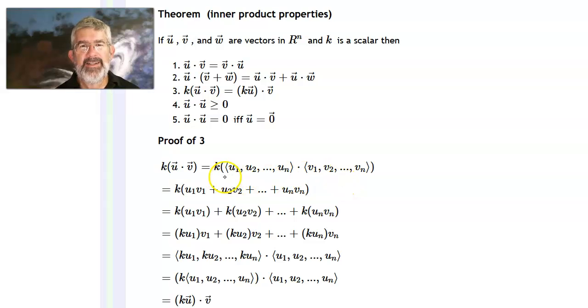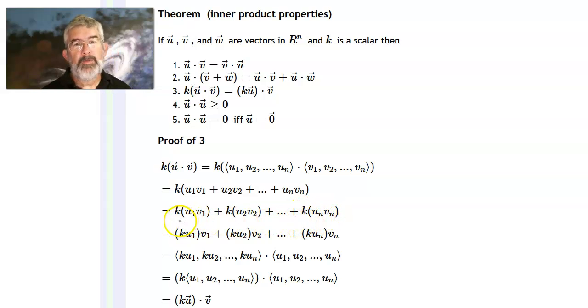Anyway, k times the quantity u dotted with v. Of course, the dot product would just be u1 v1 plus u2 v2 plus and so on up to un vn. Now this is just all real numbers. This is a multiplication of k times the sum. So the distributive property allows me to distribute the k into each one of those pieces.